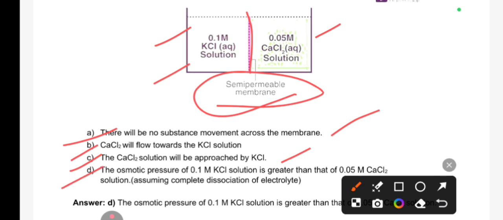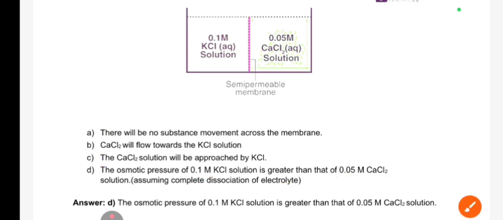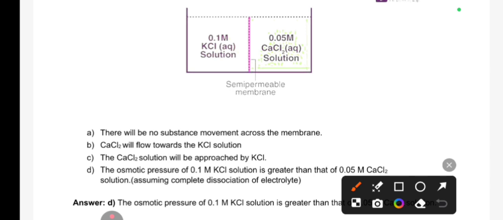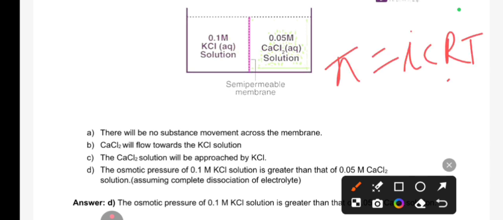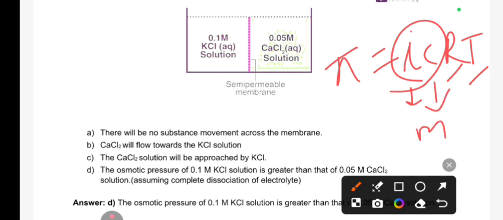Now option D: the osmotic pressure of 0.1 M KCl solution is greater than that of 0.05 molar CaCl2. Assume it is completely dissociated. You have to solve for osmotic pressure. Pi is equal to iCRT. Here R and T are constant, because R is already a constant and temperature is also kept constant. So it definitely depends upon i and C only. i is the van't Hoff factor and C is the molarity. So you can solve by this.